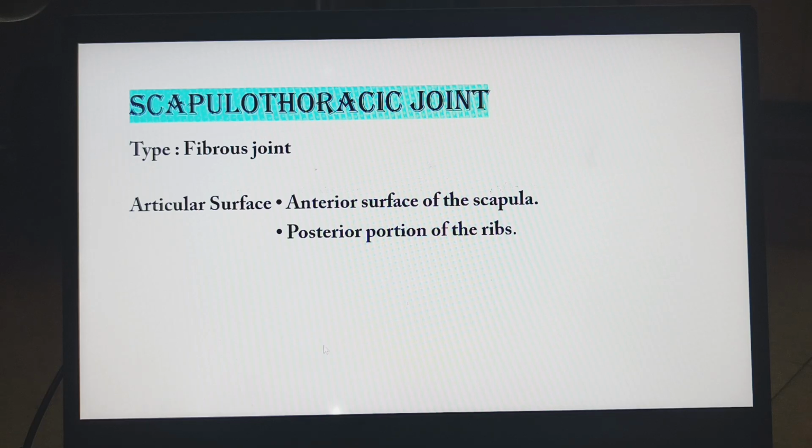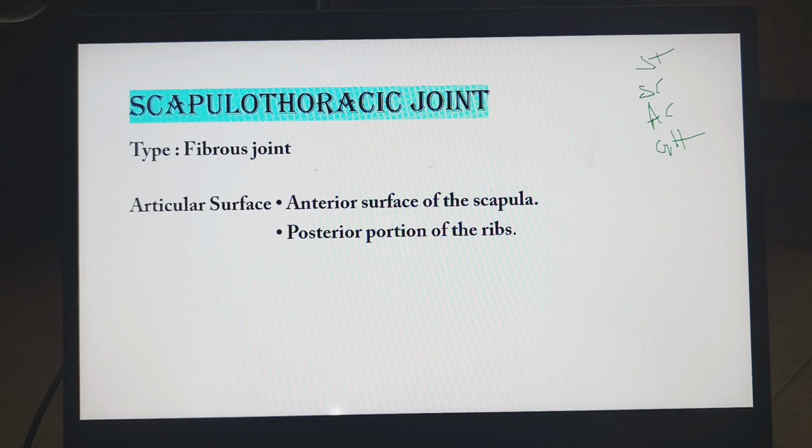Scapulothoracic joint mobilization. So we know the shoulder complex. In this shoulder complex, we have a total of 4 joints: the scapulothoracic joint, sternoclavicular joint, acromioclavicular joint, and the GH joint, glenohumeral joint. These 4 joints together we call the shoulder complex. Now we will see scapulothoracic joint mobilization.